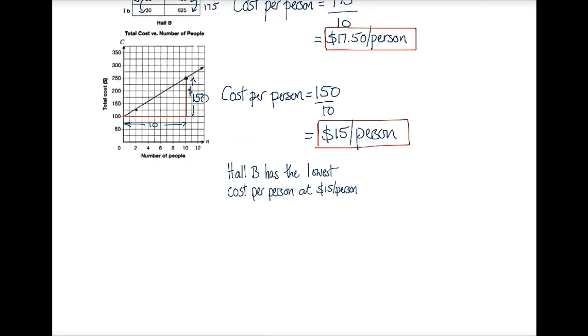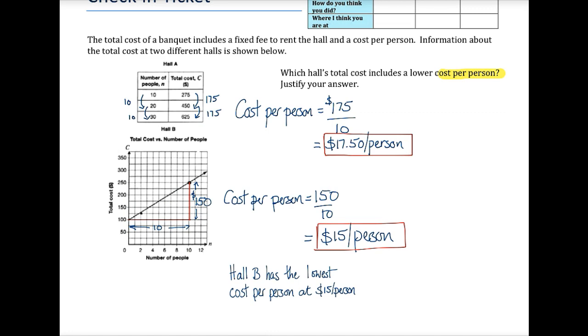So come back to this video often and review it because it's a good example of finding the rate of change. In this case, it would be the cost per person. The rate of change from a table of values by looking at the changes in the dependent and independent variables and dividing them, or the rate of change from the graph by looking at the rise over run. Sometimes we call that the slope of the graph.